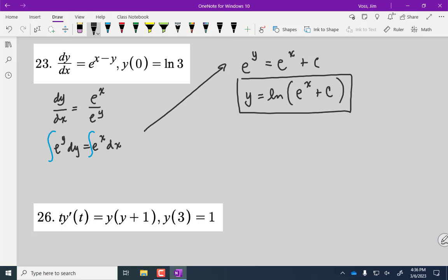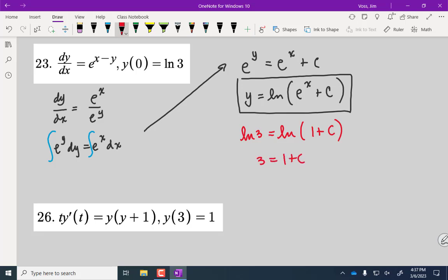Now for the initial value, we know that y has a value of natural log of 3 when x has a value of 0. Is that plus e or plus c? You can't see c. So now how do we solve for c there?